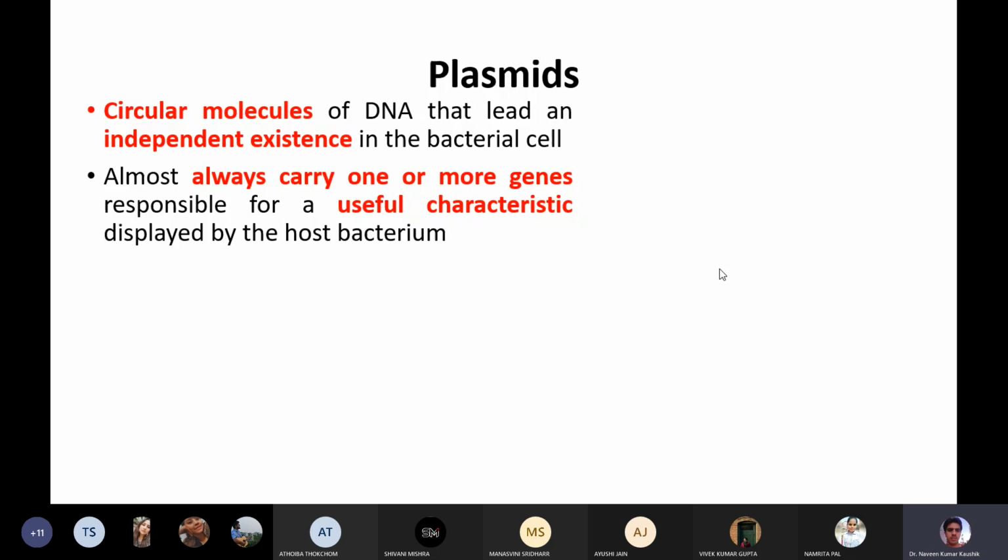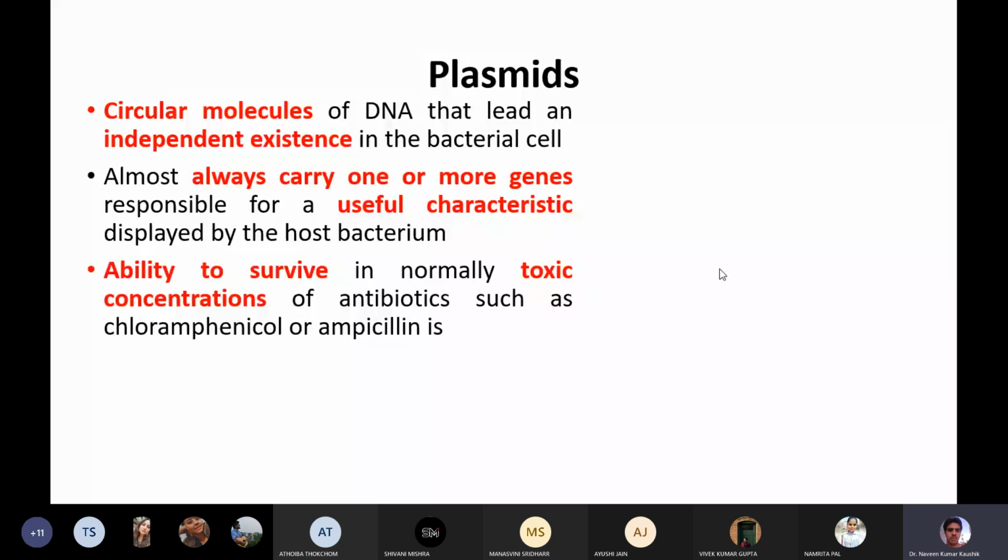The property of this plasmid is that it has an independent existence, and it carries information. And the information is not just lying idle there, it can express also. All the things that your normal cellular or nuclear genome does, these plasmids can also show. And what type of things? The ability to survive normally toxic concentrations of antibiotics such as chloramphenicol and ampicillin.